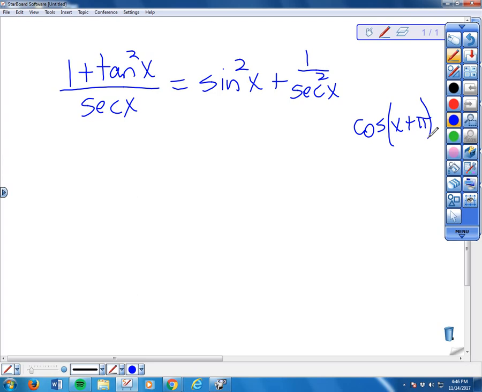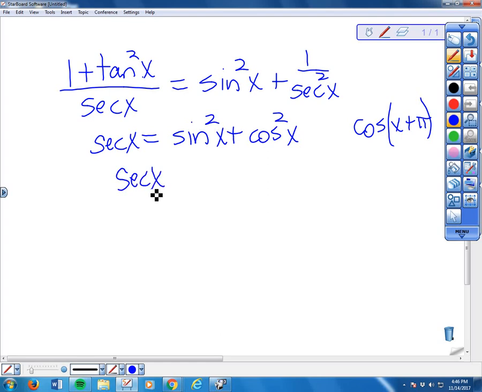So I'm going to recognize that this is secant squared in the numerator. Secant squared over secant is just secant. And on the right, this is sine squared plus 1 over secant squared, which is cosine squared. So this is secant x equals 1. So where is secant x equal to 1?